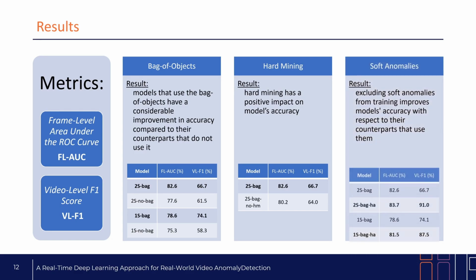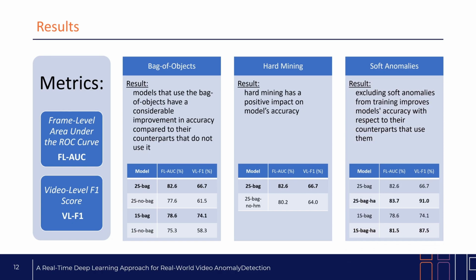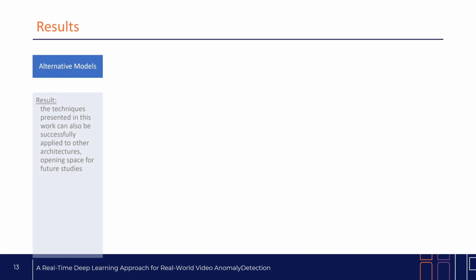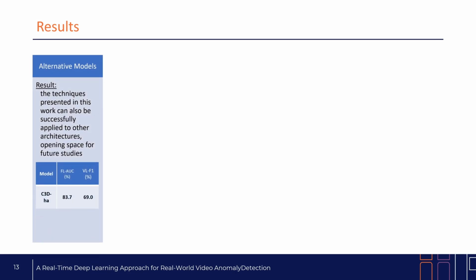Also, the third experiment allows us to verify that the exclusion of soft anomalies in training, in the bolded models of the table below, improves models' accuracy with respect to their counterparts that use them. The tests on the application of the techniques presented in this work on a 3D architecture have led to good results, opening space for future studies.